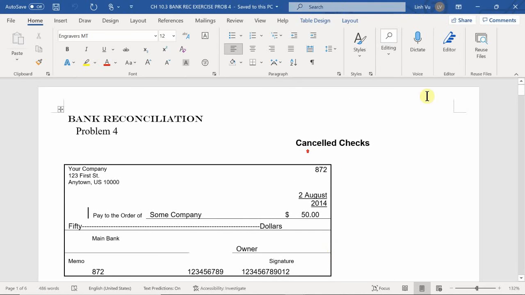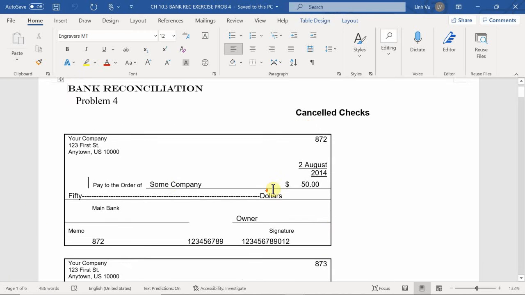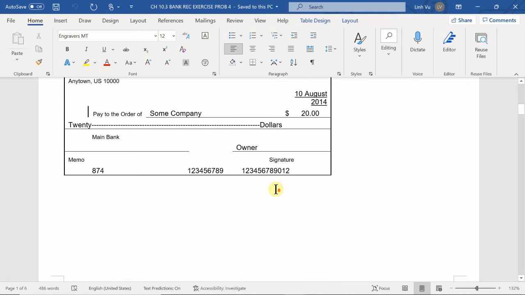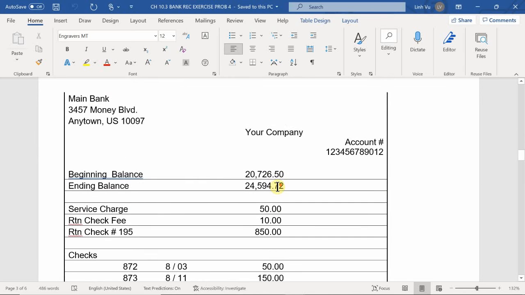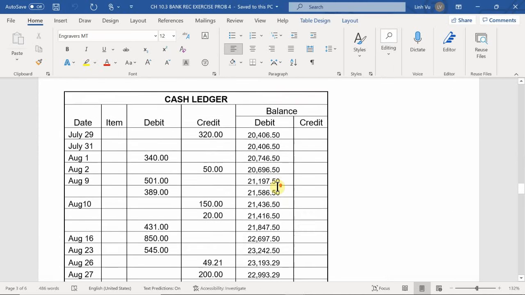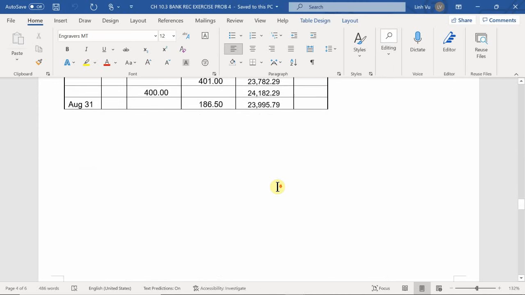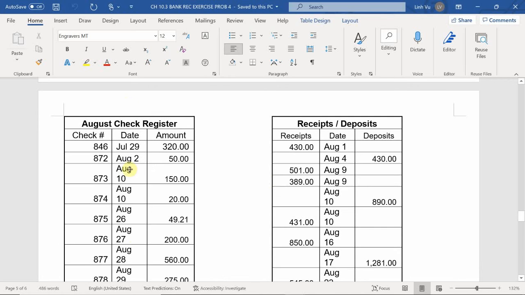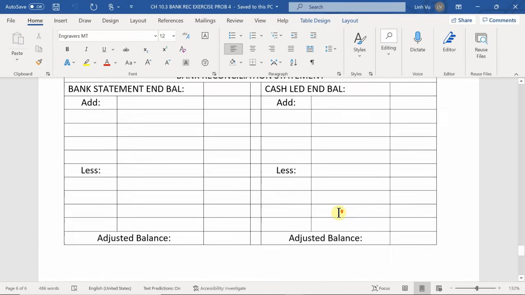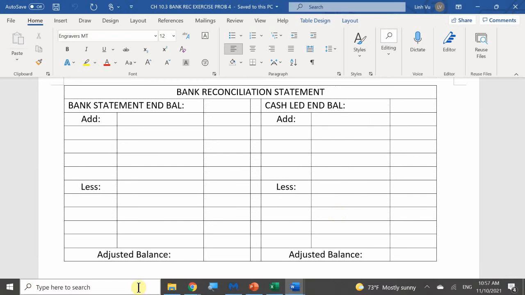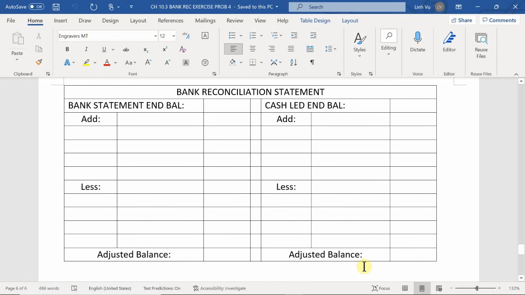So again, here is the proof of your checks being written out. Here you have your bank statement. Here is your cash ledger. And again, here is your check register as well as your deposit slips. Let's go ahead, and which side do you want to do this time? You want to do the bank side or do you want to do the cash side? Bank. Let's do bank first, okay?